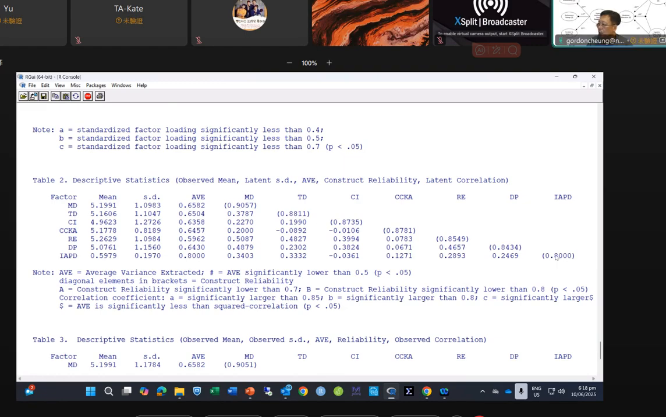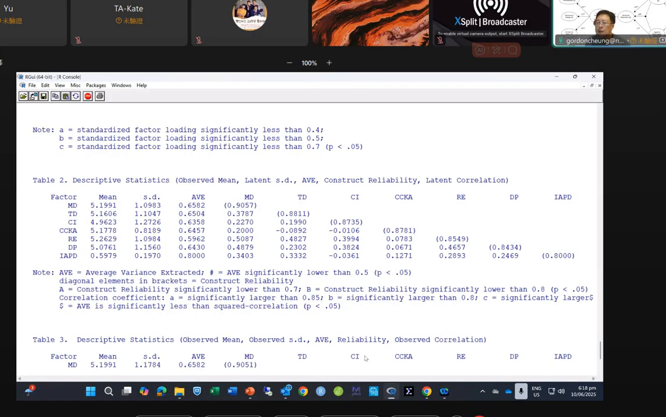In the diagonal element, you can see these are the construct reliability. You don't see any subscript next to it. That means they all have good reliability. If you pay attention to IAPD, you will see that the reliability of IAPD equals 0.8. Do you notice that? This is not estimated. This is what we created. If you use 0 in defining the measurement error, that will become 1.